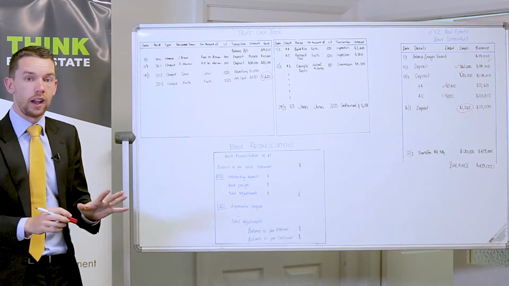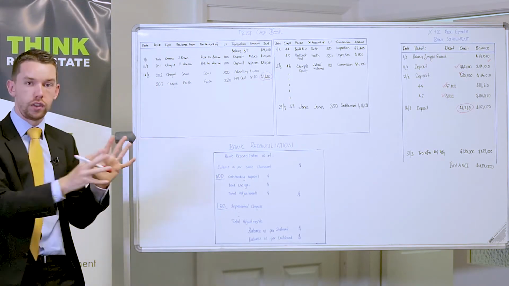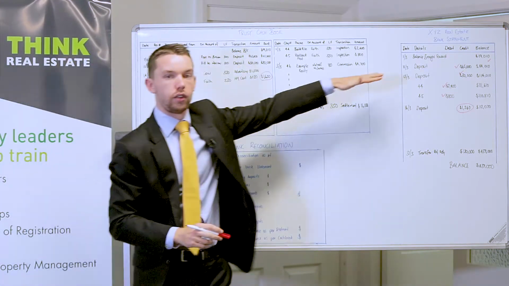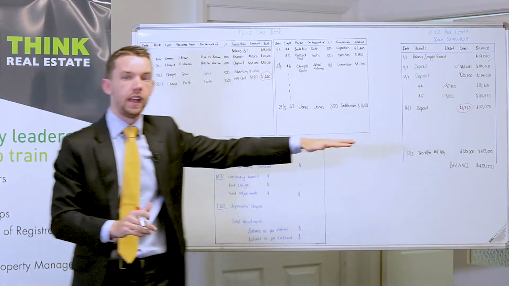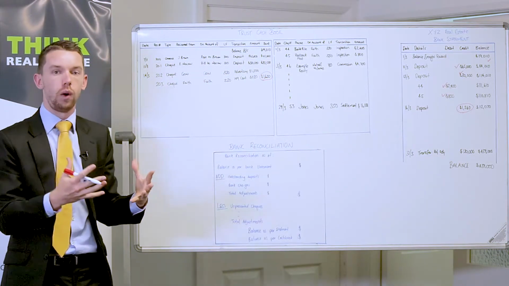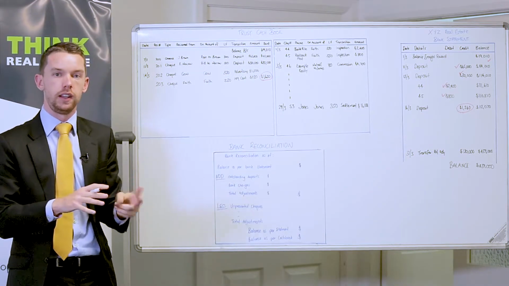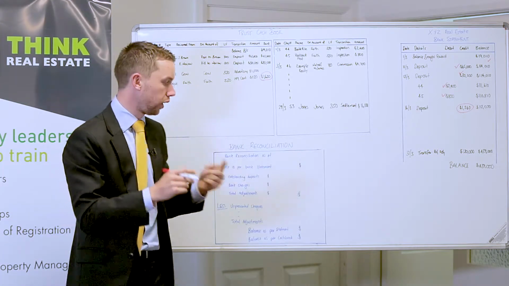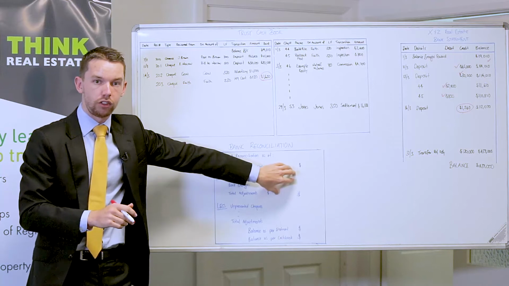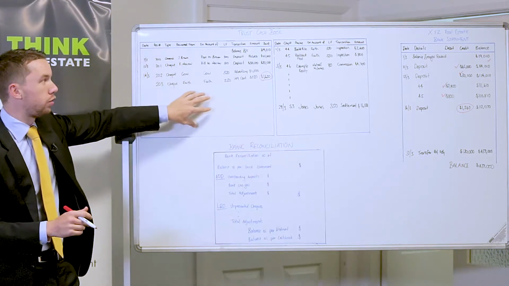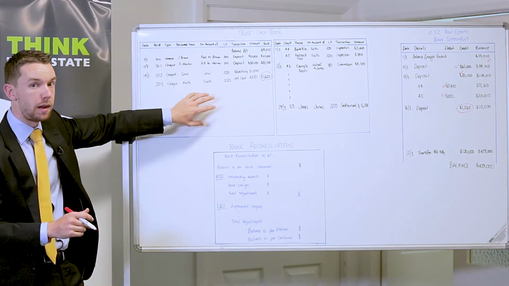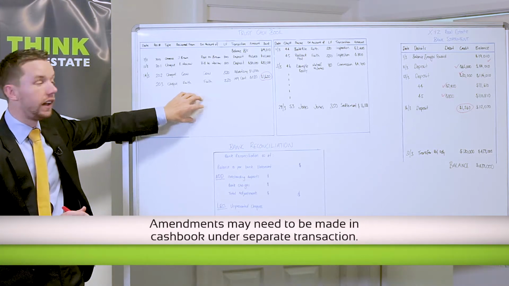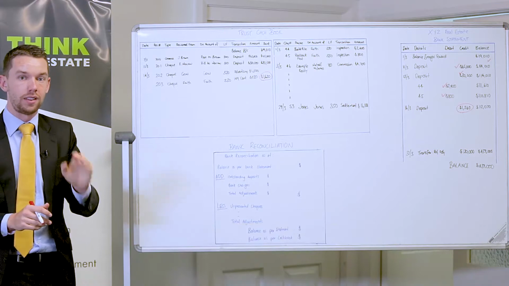You might deal with it now, or we might want to find out all the errors and do it later. But what's really important is that we do these checks first and foremost. Then we're going to figure out where we need to make that adjustment. There are two adjustments that can be made. One's going to be in the bank reconciliation here, or we might have to make an amendment in our cash book under a separate transaction. That is really, really important, a separate transaction.